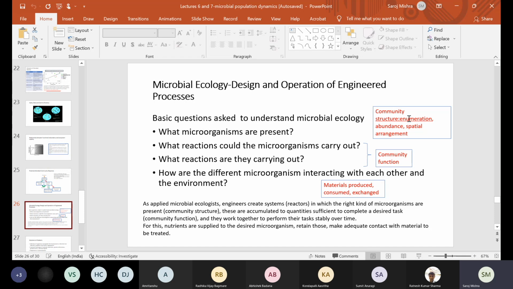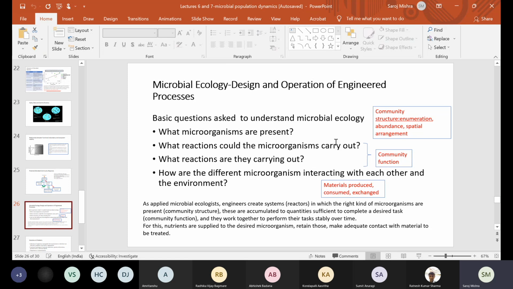Enumerate, number them: how many different types are present. Abundance: there are 50 different species, but how much is each one of them represented? Is there 2 of a species? Is there 50 of a species? Is there 100 of a species? This is what it means. Enumeration is getting the number right. Abundance, how many are present, and spatial arrangement. How are they arranged spatially?